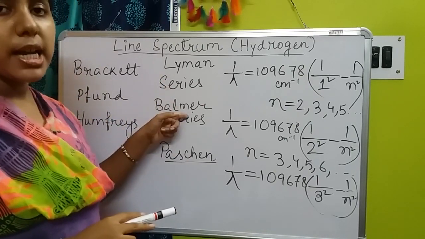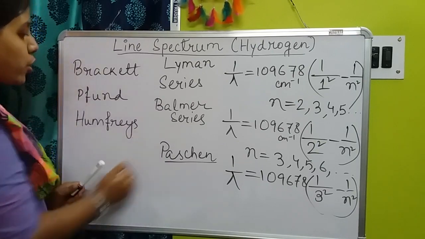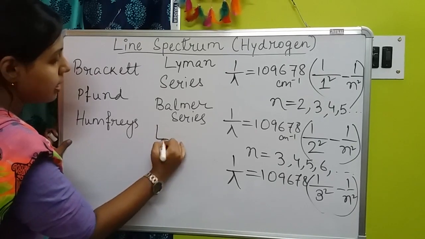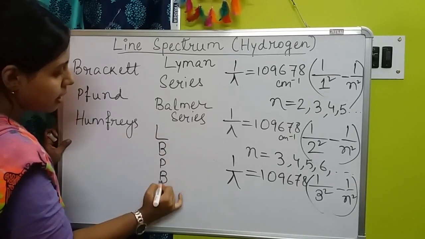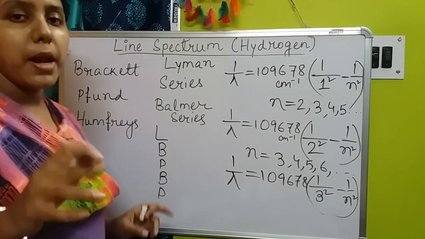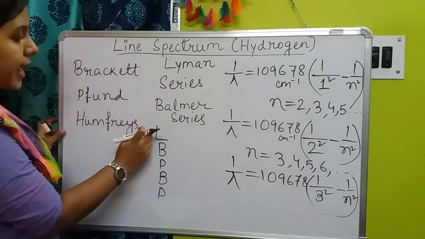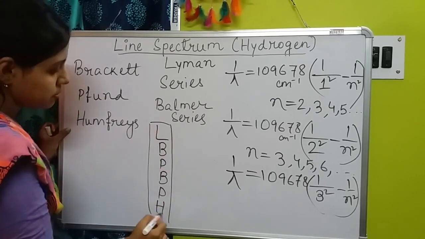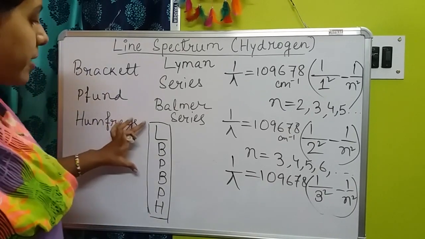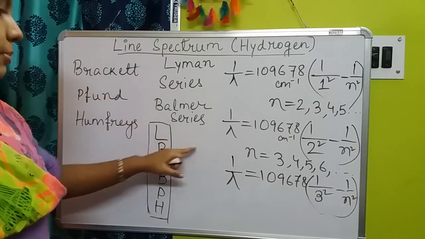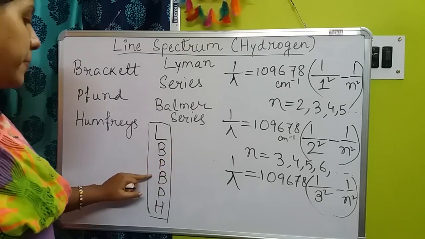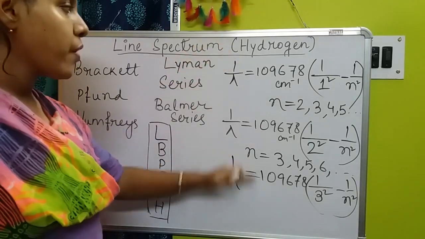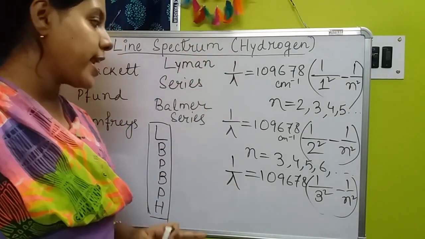So L, BP, BP, H. The formula to remember this is L, BP, BP, H. BP means blood pressure. So L for Lyman, B for Balmer, P for Paschen, B again for Brackett, P for Pfund, and the last one H for Humphreys, and the formulas of their wavelengths will be carried on like this.